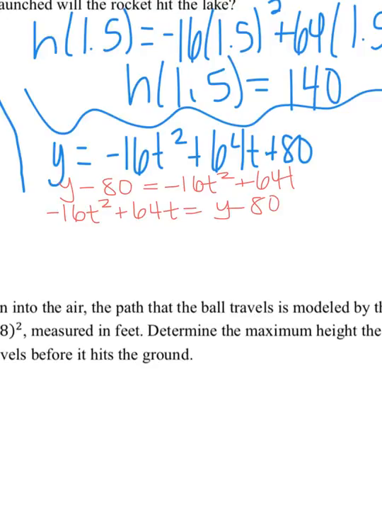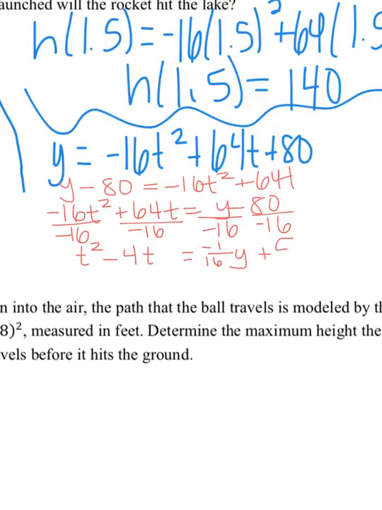And now I need my a value to be a 1, and it's not. It's a negative 16 right now. So I'm going to divide everything by negative 16. So now I have t squared minus 4t equals negative 1 over 16 y plus 5. So now I can do half it, square it, add it back. So I have negative 1 over 16 y plus 9.